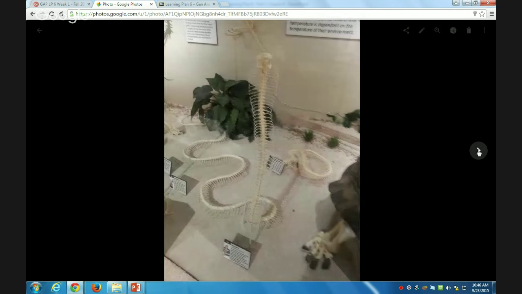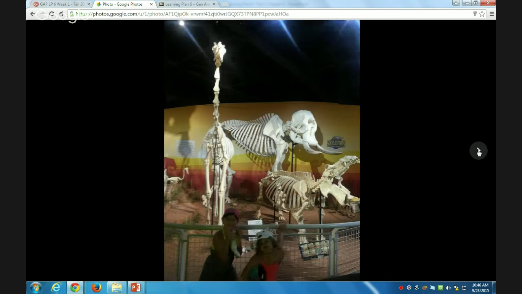Here's a cobra. Here are the girls again, making their faces again. But here's the giraffe. Here's the elephant. Here's a hippo. And one thing I was having fun with Brianna, because she's old enough, and Ava kind of got it too.